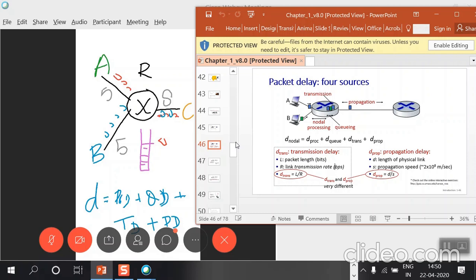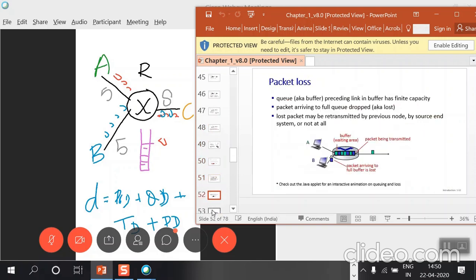So we are done with the delays. We're done with the packet loss. We move on to slide number 53, which is throughput.